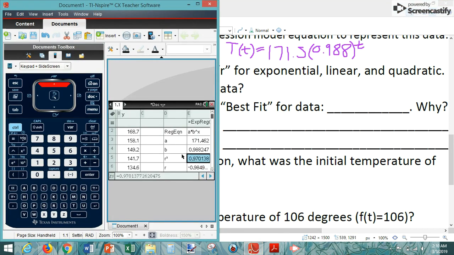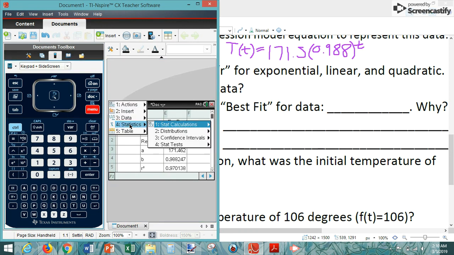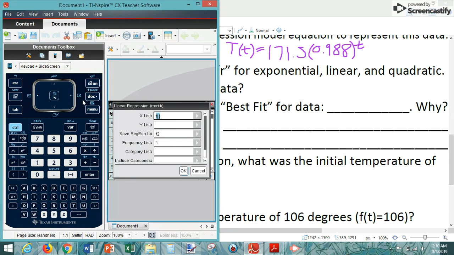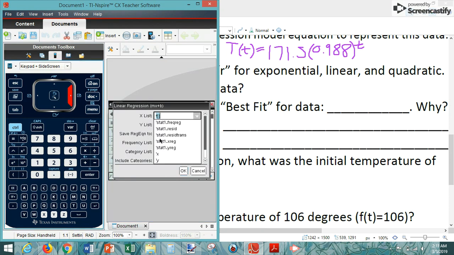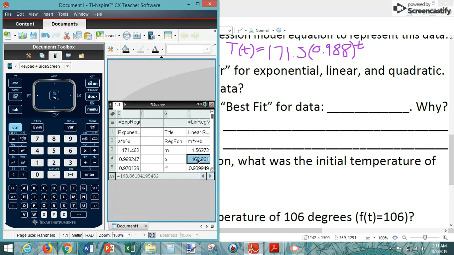So to do that, let's go ahead and scroll until we get to the first white box in column F. We press Menu, 4 Statistics, 1 Stat Calculations, and then 3 Linear Regression. Okay, press right again, choose X, click down again, click right, choose the Y, press enter. Now we have the linear regression as well. So we write our R and our R squared.